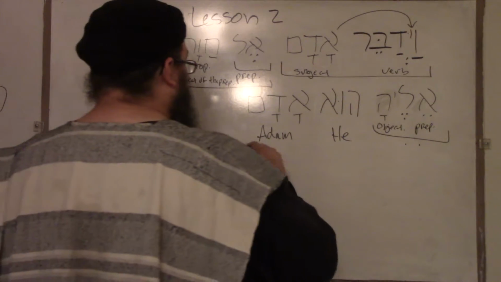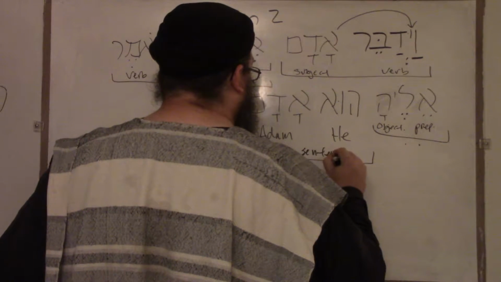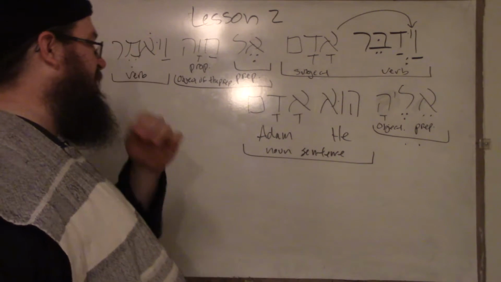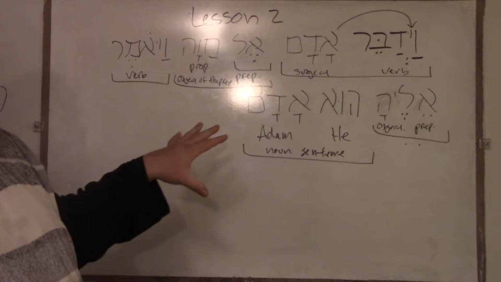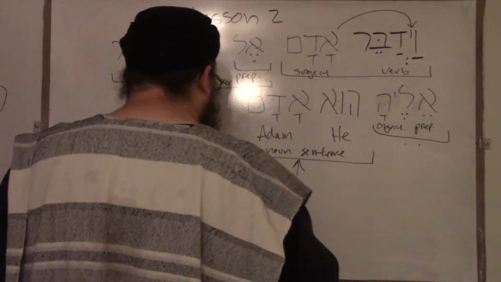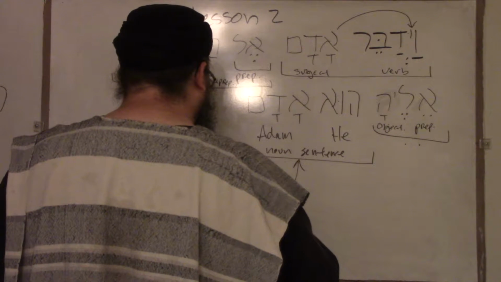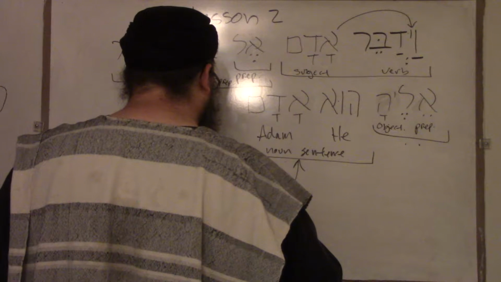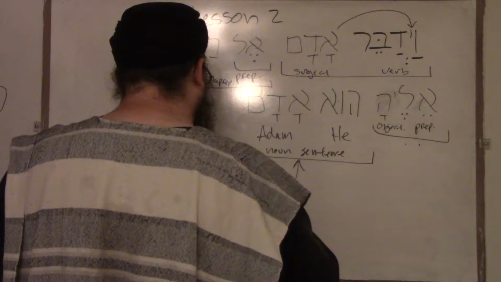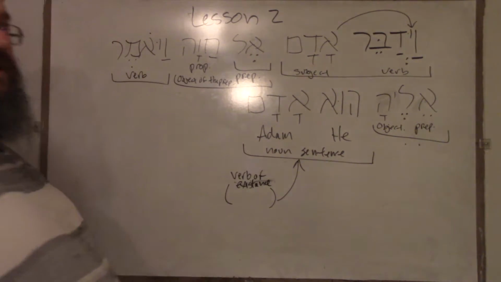So just understand when we're looking at things that are noun sentences, I'm going to put down here, noun sentence. We're saying that only nouns exist, and I am going to have to implement some verb of existence. Alright, so I have to put some verb of existence here.